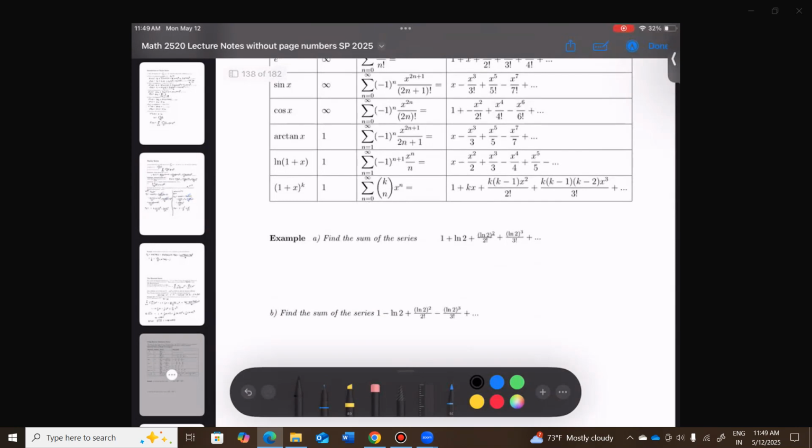Find the sum of the series 1 plus natural log of 2 plus natural log of 2 squared over 2 factorial plus natural log of 2 cubed over 3 factorial. Okay, so we can write this as the sum of natural log of 2 to the n over n factorial.